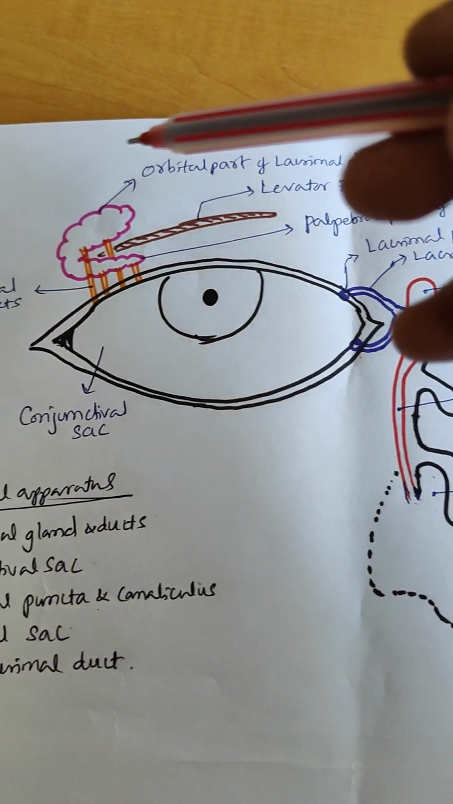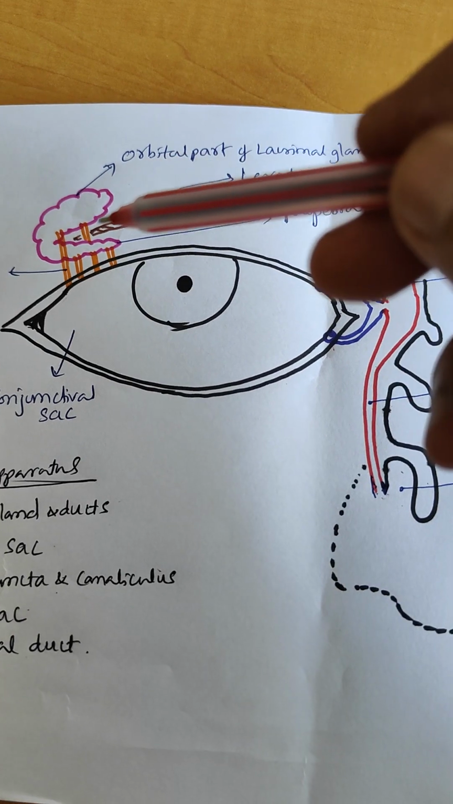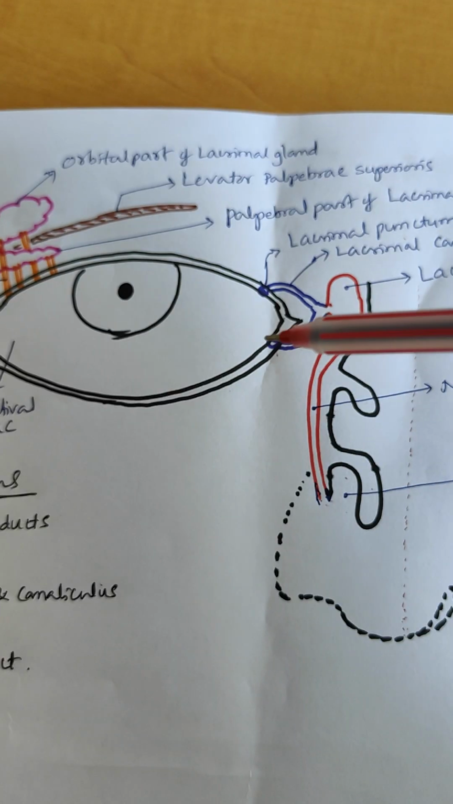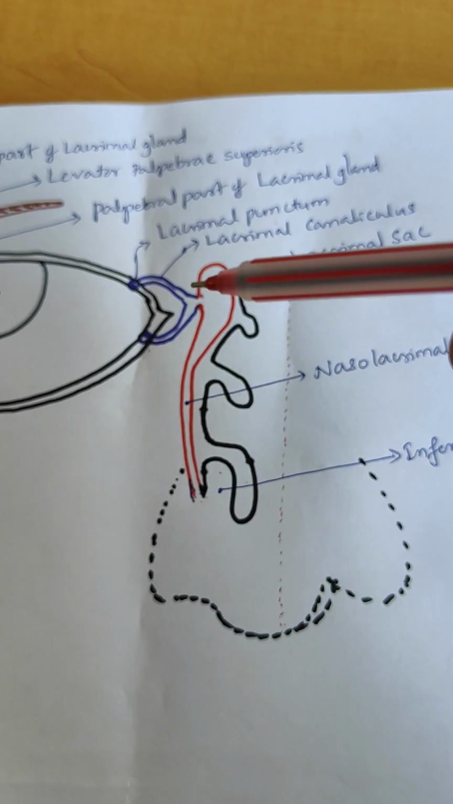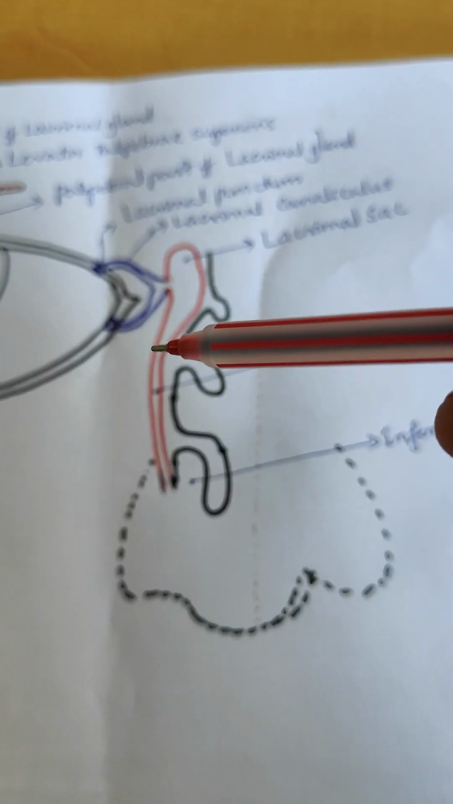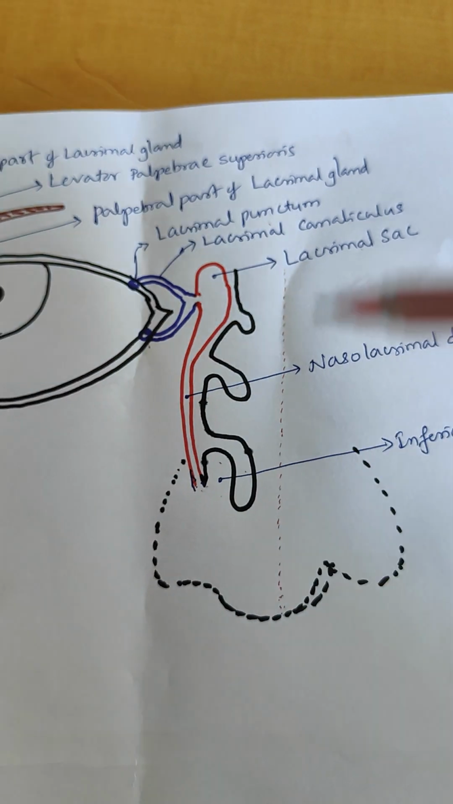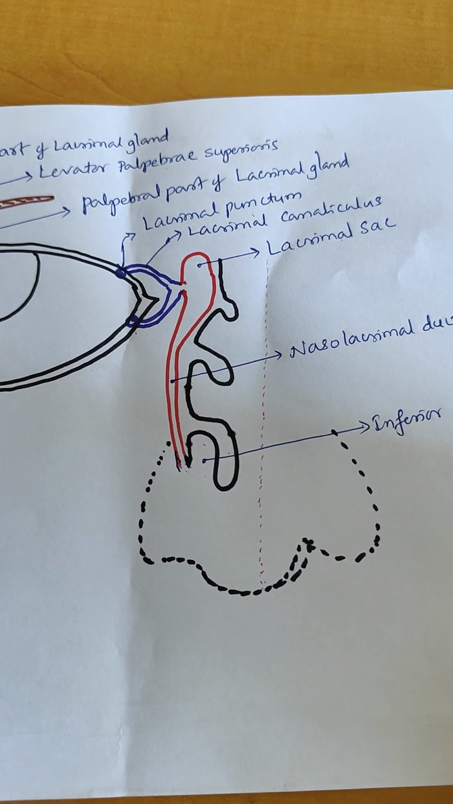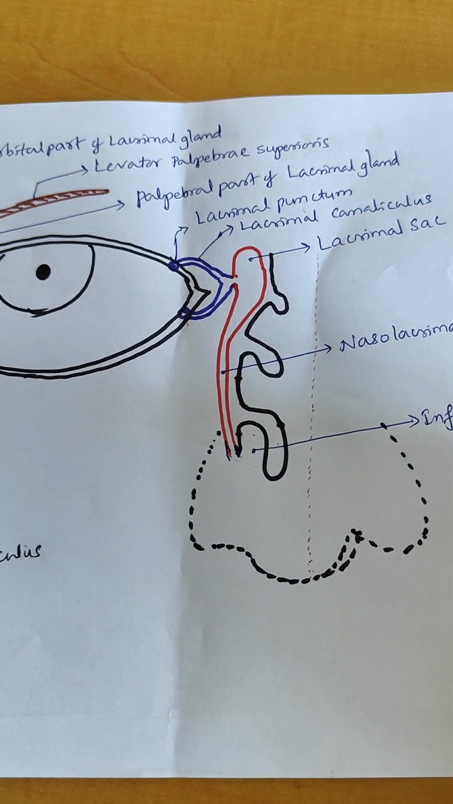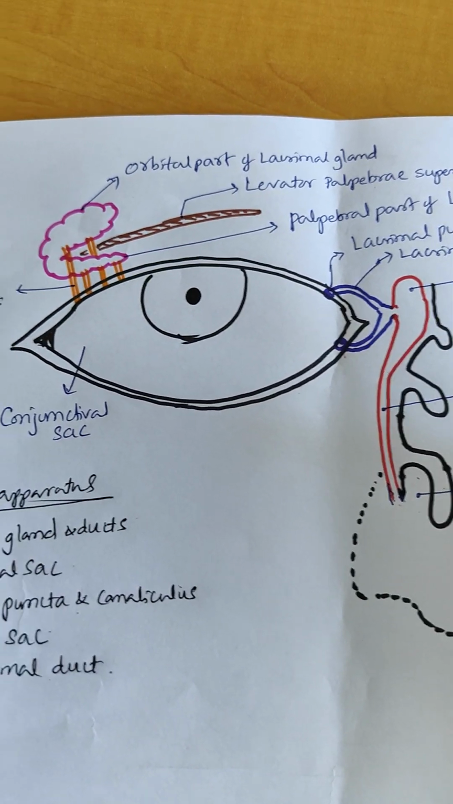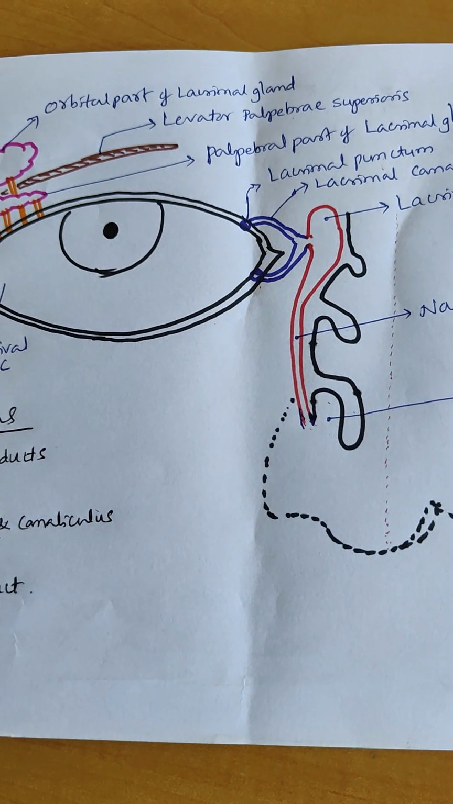And now the tears produced by the lacrimal gland will go through the ducts into the conjunctival sac, into the punctum, into the canaliculi, into the lacrimal sac, and drain through the nasolacrimal duct into the inferior meatus, and they go posteriorly and we swallow them without our knowledge. This is the nasolacrimal apparatus or lacrimal apparatus, a very important concept.